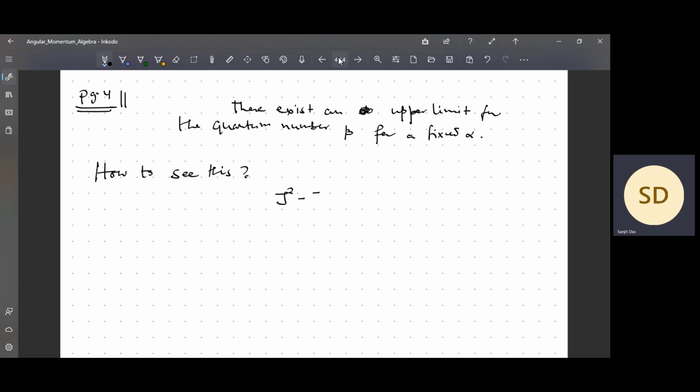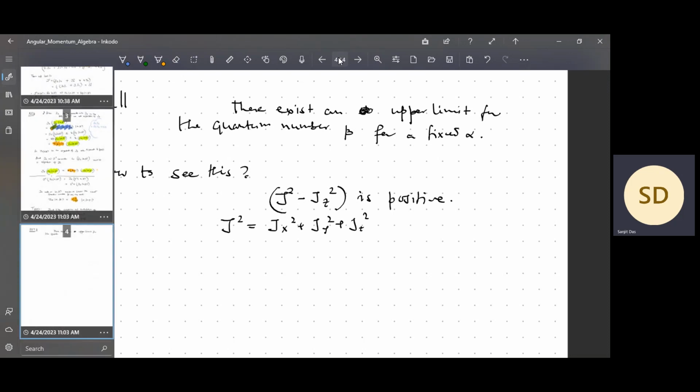Try to understand that J square minus Jz square is positive. Everybody will understand why, because J square is nothing but Jx square plus Jy square plus Jz square. So you can take Jz square from the right hand side outside, and the rest will be two squares, and two squares are always positive. If I sandwich it in between this eigenket, basically I am taking the expectation value. So what is the number I will get? H bar square alpha minus beta square, because Jz square will act on beta.